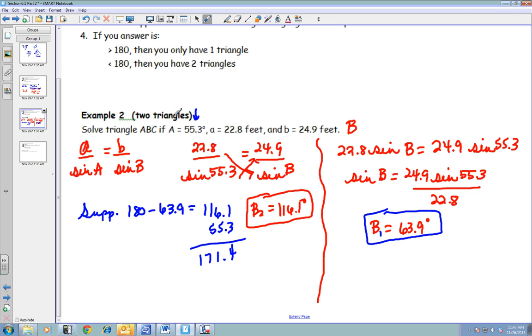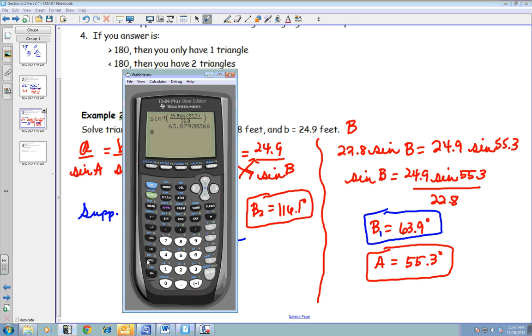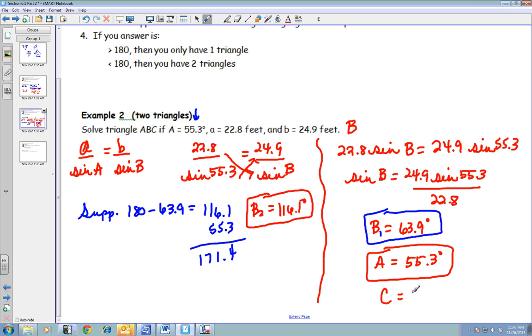I know angle A. I'm going to write that down for this one. Angle A was 55.3. I found angle B at 63.9. So let's find angle C: 180 minus 63.9 minus 55.3. I'm adding these two angles together and subtracting from 180 to get my third angle, 60.8. So angle C is 60.8 degrees in this triangle.